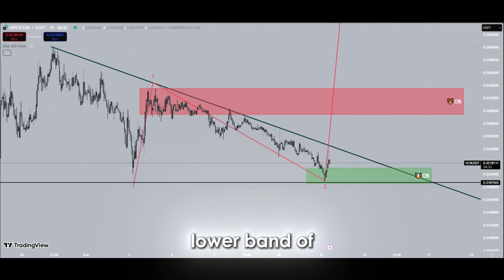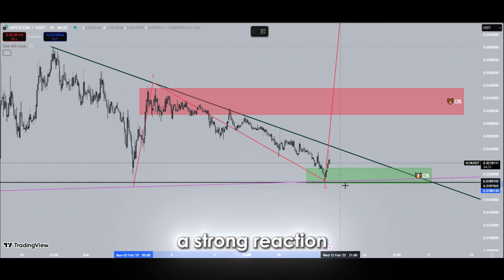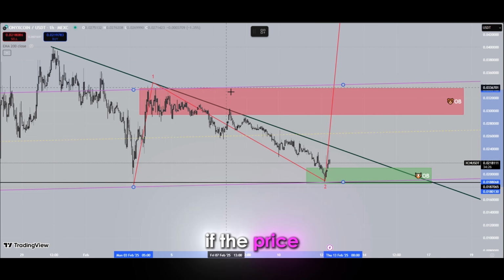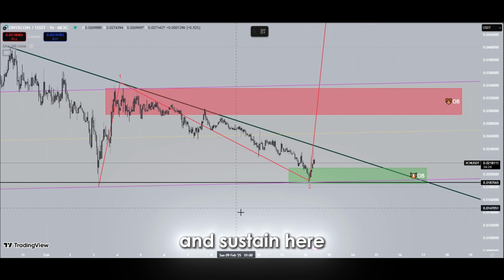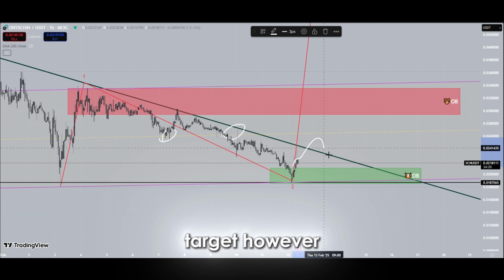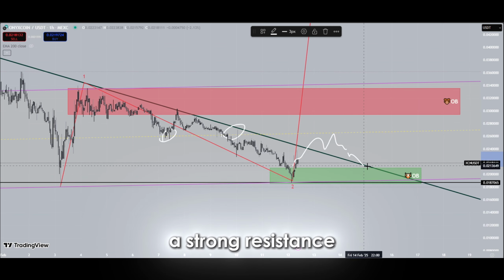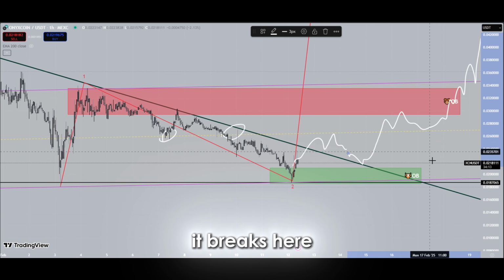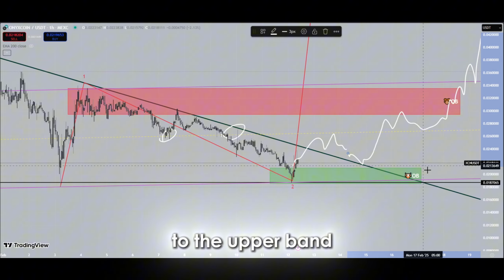After touching the lower band of the channel, the price received a strong reaction and is now moving towards the middle band. If the price is able to break through the middle band and sustain here, it can be expected to move towards the upper band of the channel as the next target. However, the middle band may work as a strong resistance, so there is a possibility of a minor correction here. But then if it breaks here, it will go to the upper band.